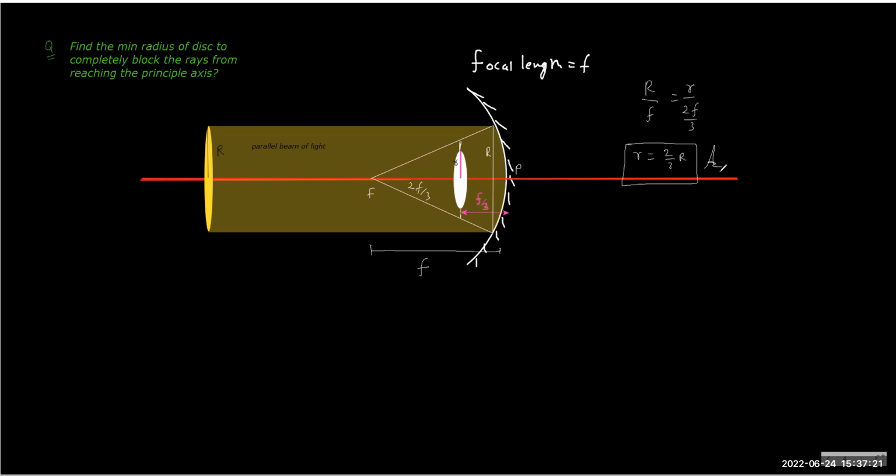Oh, yes, sir. Understood. The idea was any light ray coming after reflection must be blocked by this point. Something like this you can think. So what you are supposed to use? A simple concept of similar triangles. Okay, so let's do something more about this. And this is just a beginning.